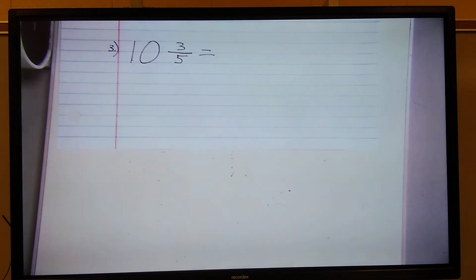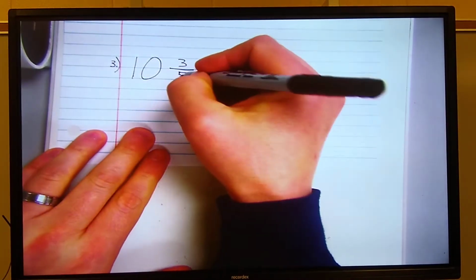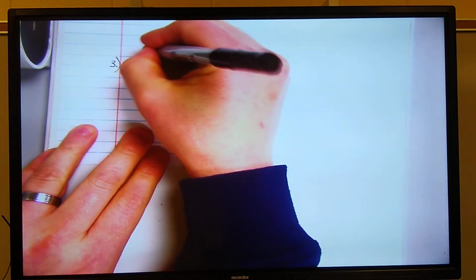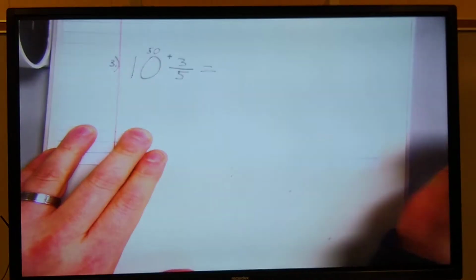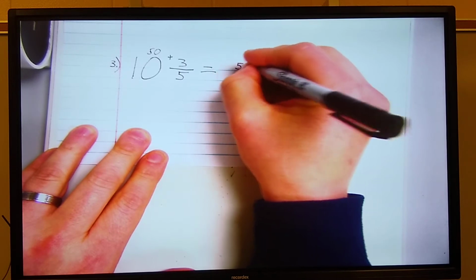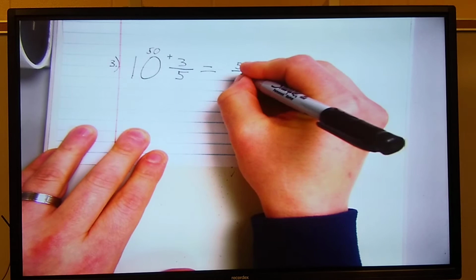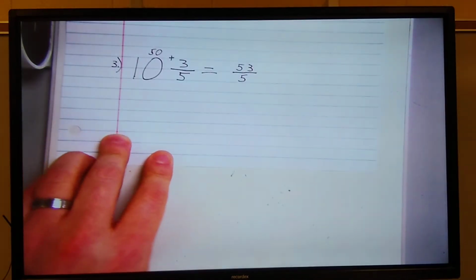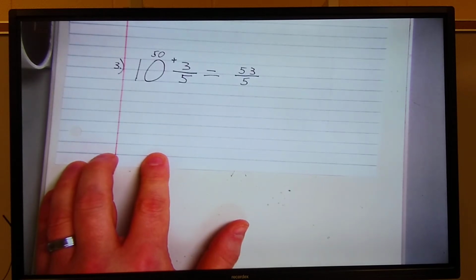So, denominator times your whole number. 5 times 10 is 50. Then add that answer to your numerator. 50 plus 3 is 53. Then you bring over your denominator because it stays the same. 53 fifths. Very good.